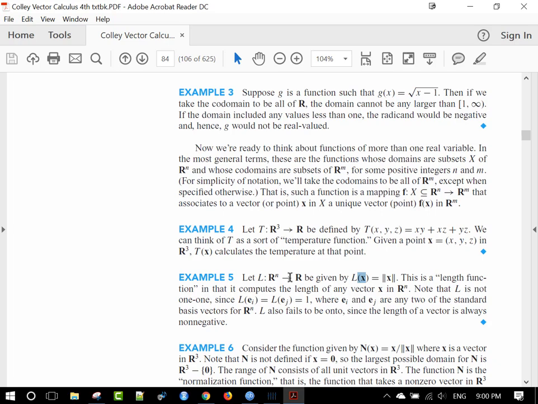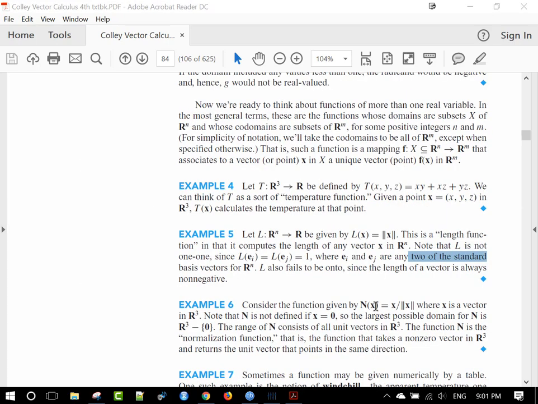And then they say, note that L is not 1 to 1. For example, these two, remember this means one of the basis vectors, and this is a different basis vector, but L will take both of them to 1, even when they're obviously not the same, for any two standard basis vectors. L also fails to be onto. The length of a vector is always non-negative, so negative values are not being hit.